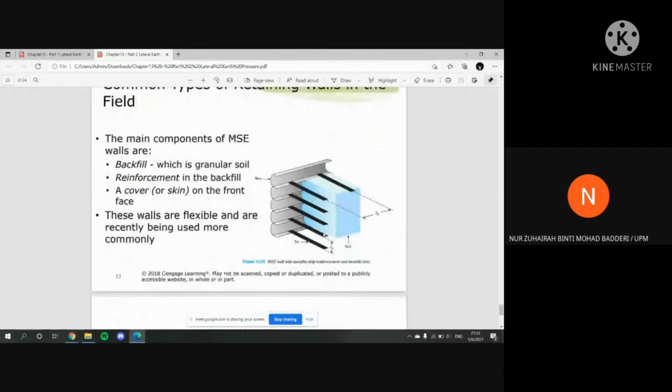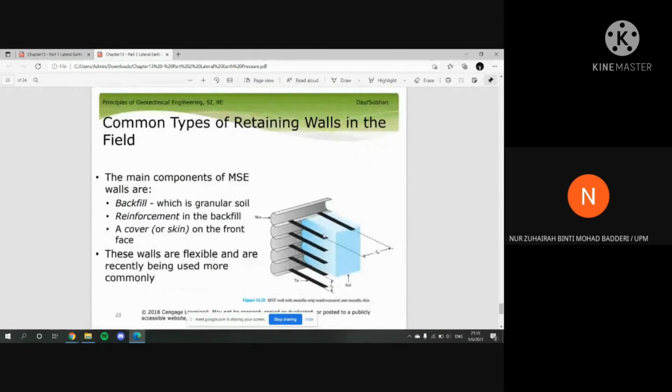So for the MSE, which is mechanically stabilized earth, main components dia ada tiga. Backfill, which is granular soil. Main reason for using granular soil ni sebab it does not retain water. Maksudnya dia ada small void ratio. And then typically backfill ni use untuk kekuatan dia dengan support a structure lah.